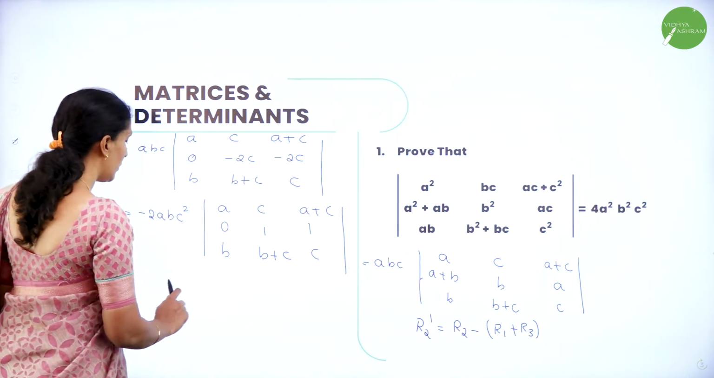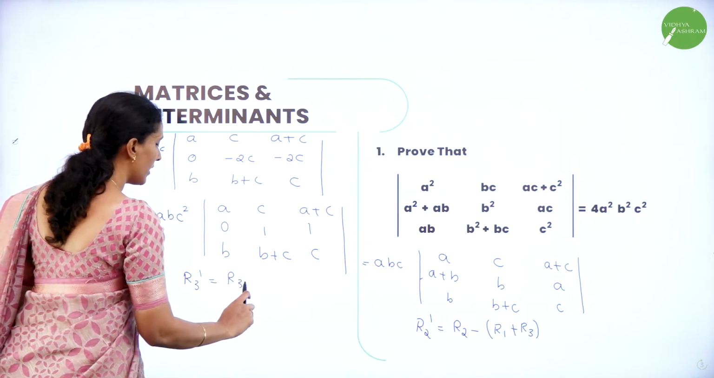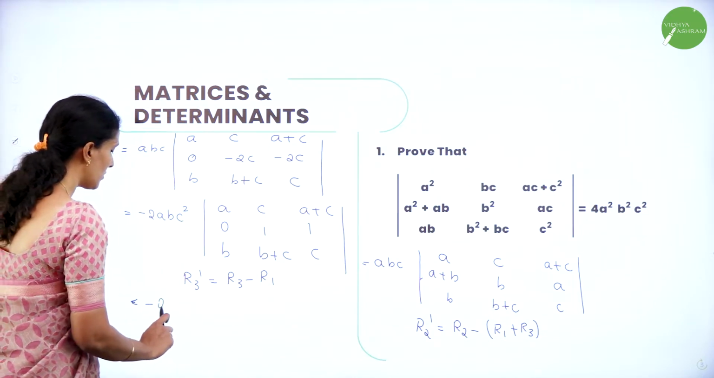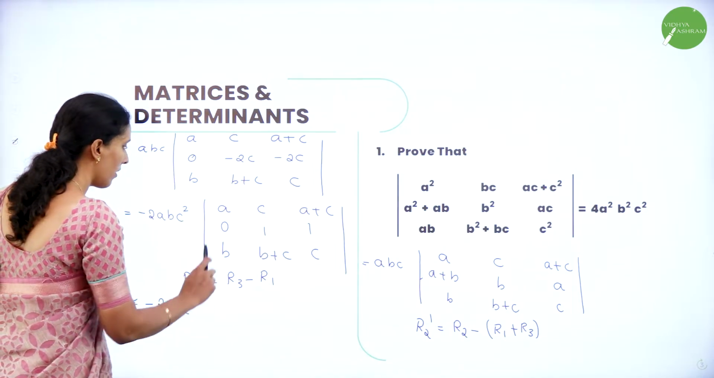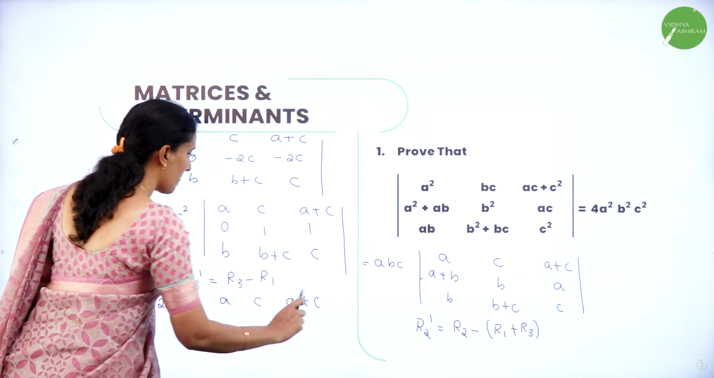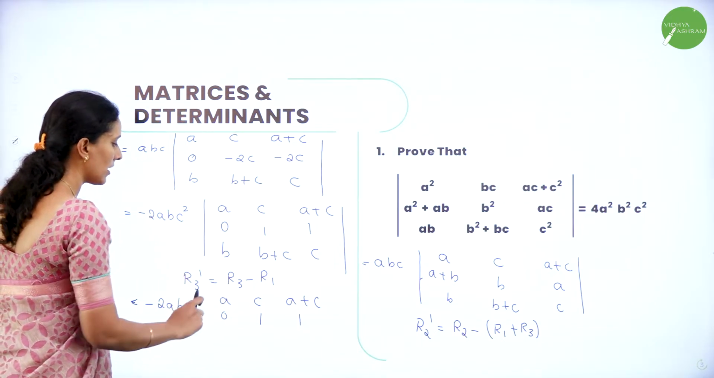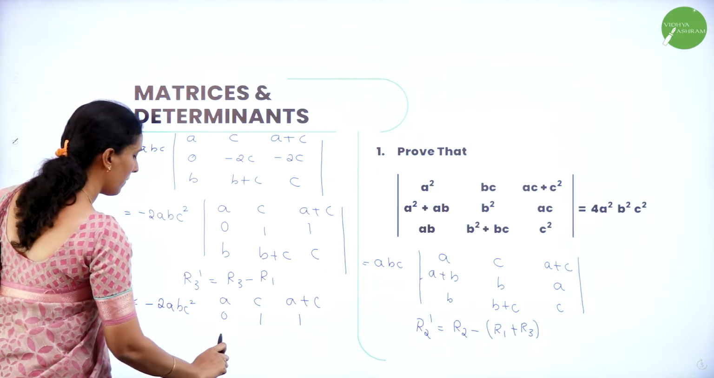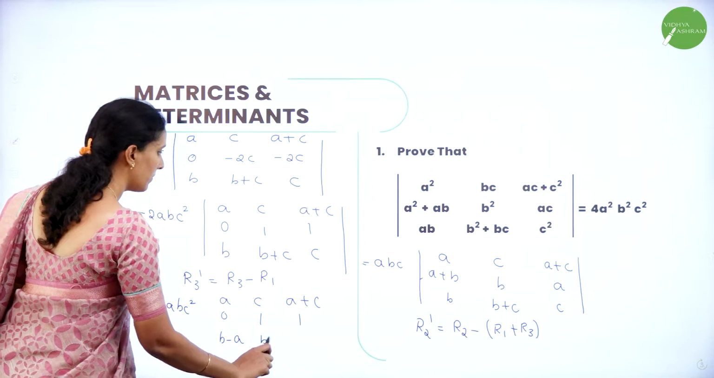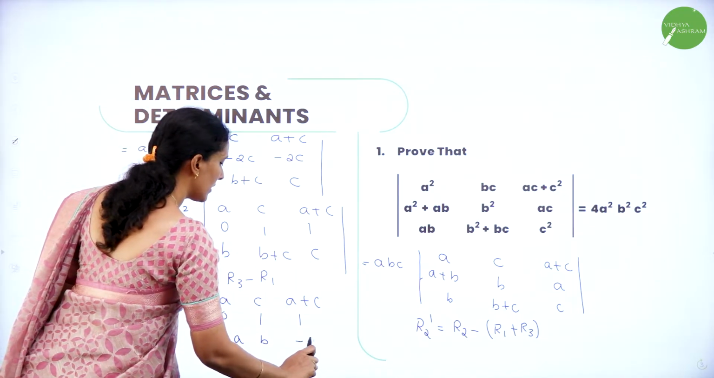Next, I will do R3 as R3 minus R1. So I will get minus 2abc square. Write the first row as it is: a, c, a plus c. Second as it is: 0, 1, 1. Third is R3 minus R1. So that is b minus a, and b plus c minus c becomes b, and c minus a minus c becomes minus a.